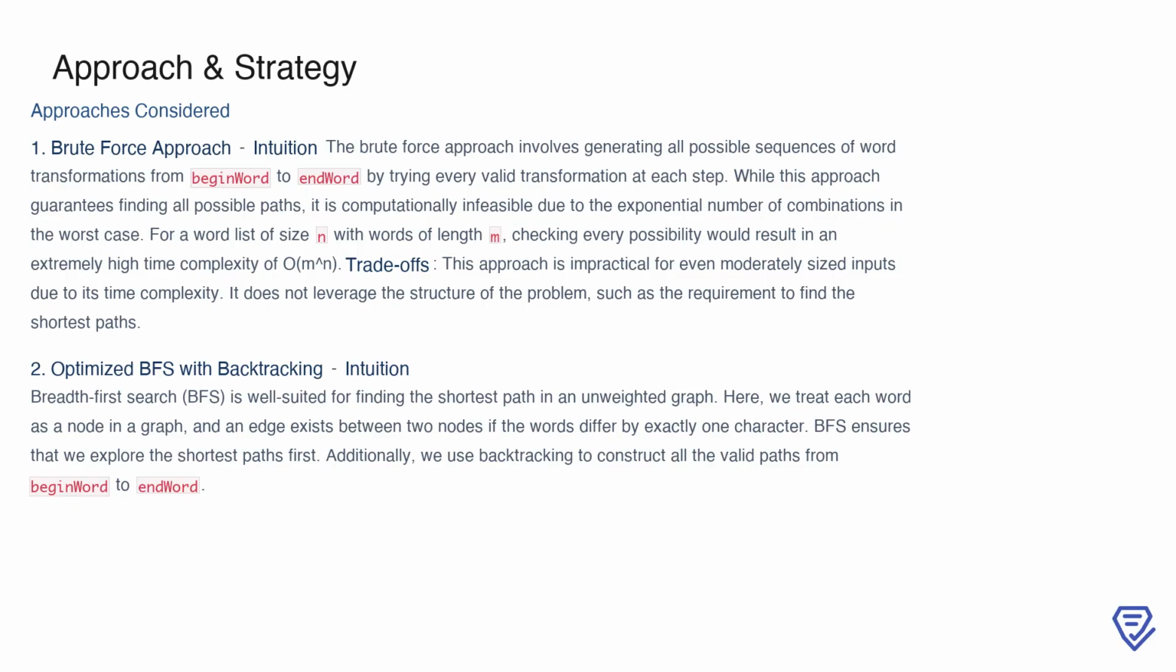The second approach, optimized BFS with backtracking, is much more efficient. Here, we treat words as nodes in a graph, where 2 words are connected if they differ by just 1 character.